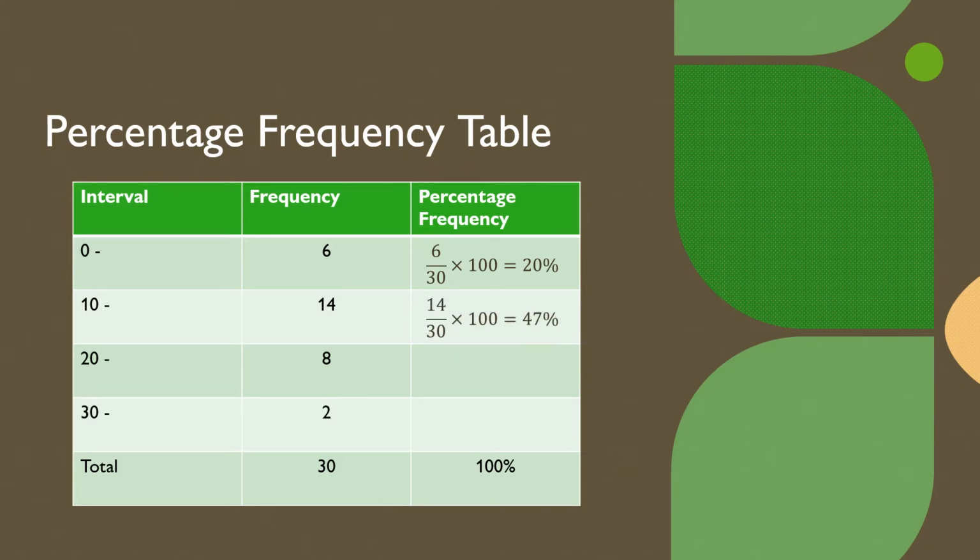We calculate the next one. There's 14 out of 30, which equates to 47% once rounded. Do the same. 8 out of 30 times 100 is 27%. And the last one, 2 out of 30, equating to 7%. So as long as it's done correct, your percentage frequency should total to 100%. This one actually does add up to 101. That's purely because I have rounded. So sometimes if you're rounding, it might add to 99 or 101. That's fine. That's not incorrect, as long as you're rounding correctly. So that's what we have for a percentage frequency table.